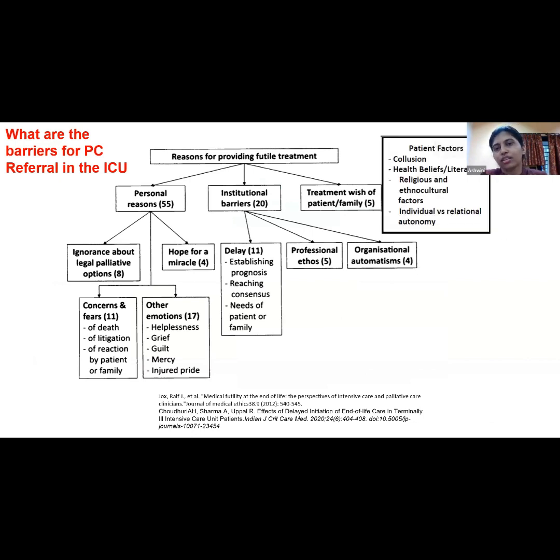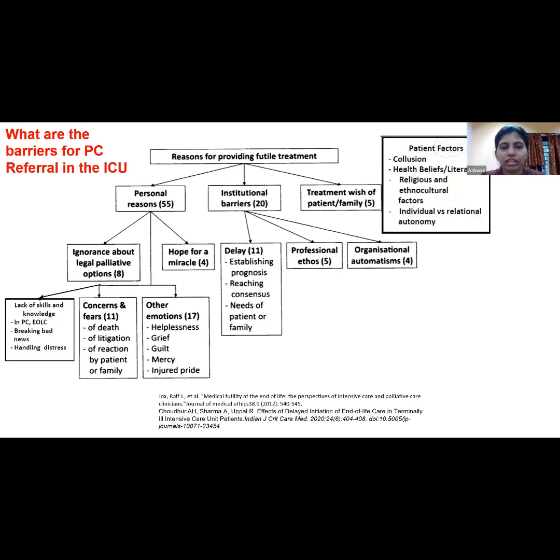So patient factors are collusion, health beliefs, literacy, religious and ethnocultural factors, individual versus relational autonomy. In personal reasons, ignorance about legal palliative options. The personal reasons of ICU physicians involve lack of skills and knowledge in palliative care and end-of-life care, in breaking bad news, and in handling distress. Concerns and fears of death, of litigation, of reaction by patient or family. In other emotions, there's sometimes helplessness, grief, guilt, mercy, injured pride. And there's also one hoping for a miracle.